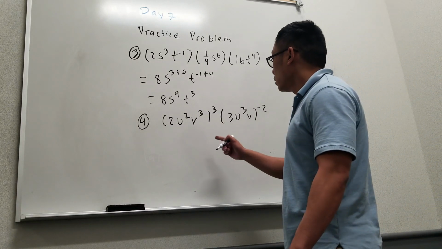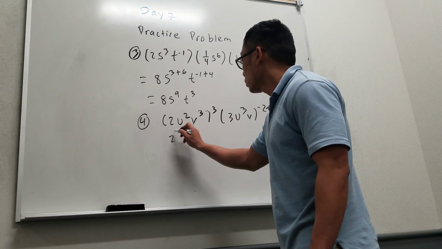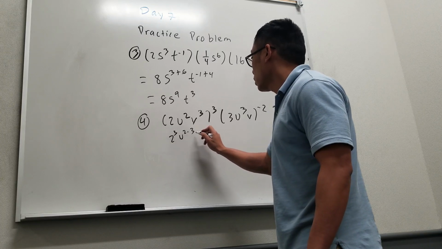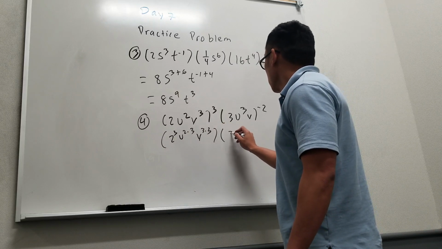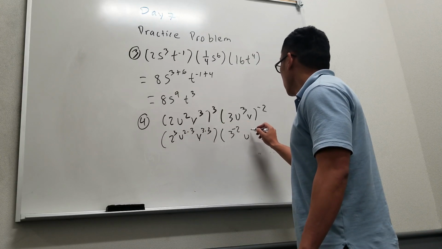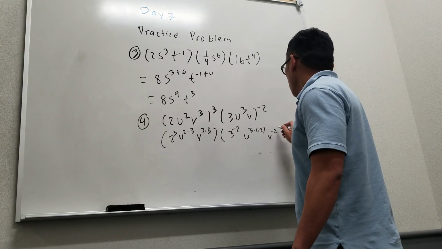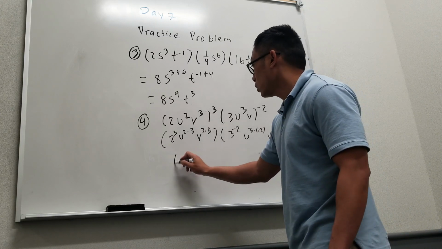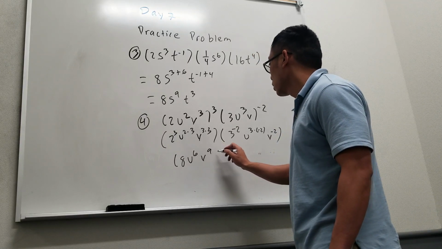Okay, so here I just do the order of operations first, so be careful. This is 2 cubed, u times 3, v cubed times 3. If I put parentheses, this is 3 to the -2, u cubed times -2. This is v to the -2. Now this is 8, u to the 6, v to the 9.